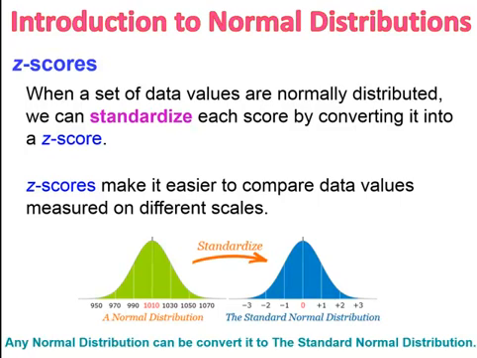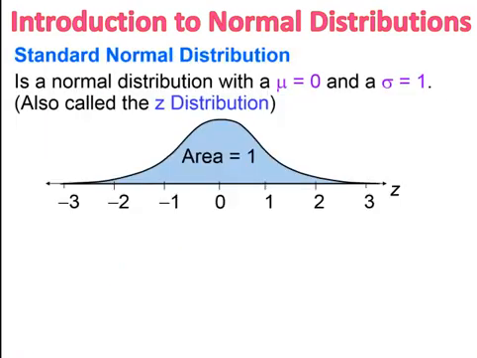You notice here the green one is a normal distribution. My mean is in the center where the line of symmetry is. When I standardize the score, we're going to end up with z-scores, where our mean for the z value at the line of symmetry would be 0. Any normal distribution can be converted into a standard normal distribution.